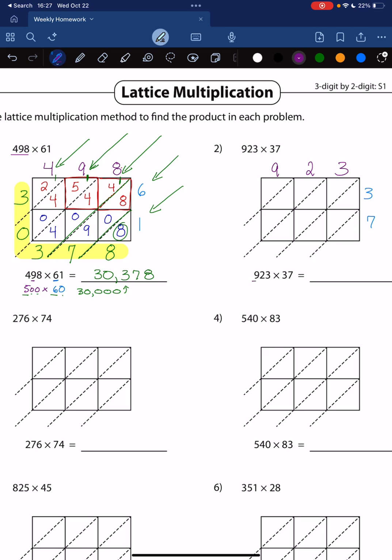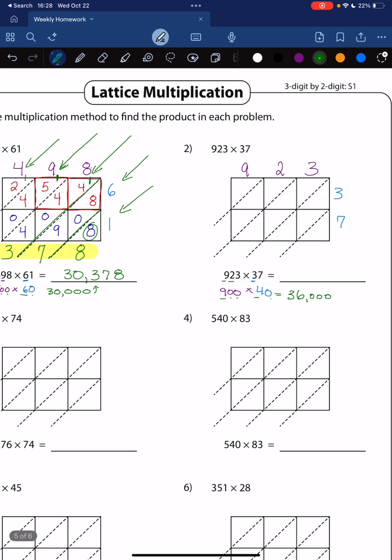So we have 900 times, we'll be rounding up in this case because 7 is greater than or equal to 5. So times 40. And that equals, we got 9 times 4, which is 36. And then 1, 2, 3. Beautiful. So we should be getting a number around 36,000, give or take. Okay, so now let's do our lattice method.